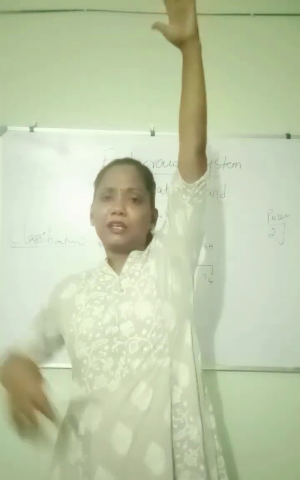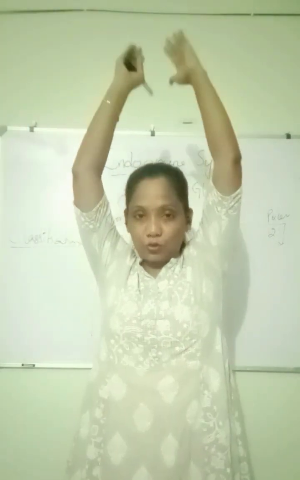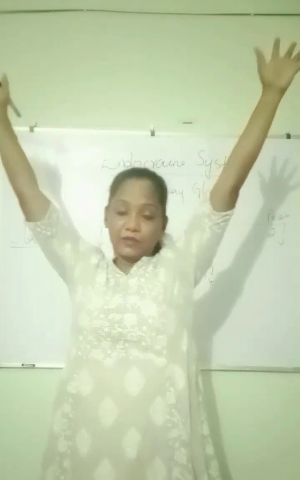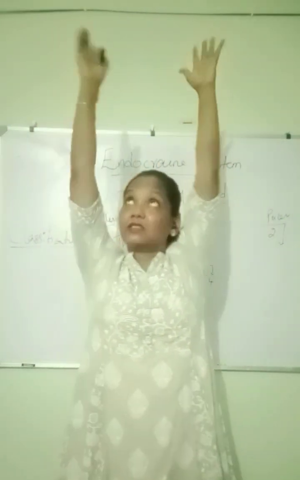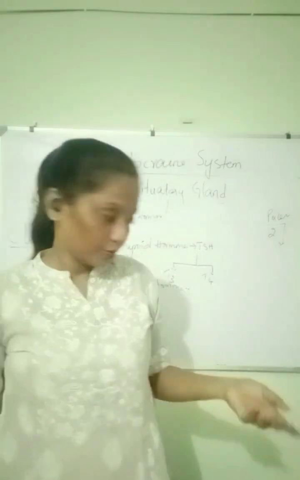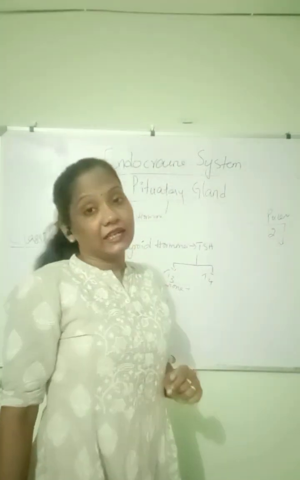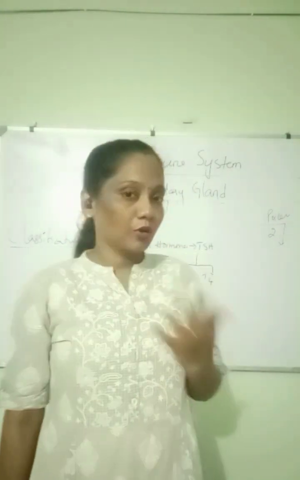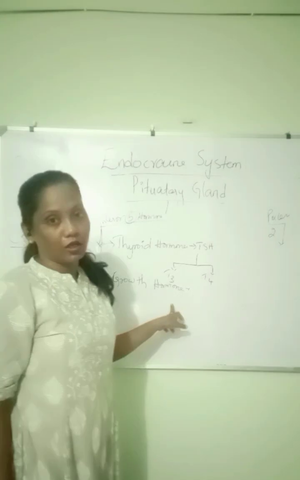And if people grow more due to excess growth hormone, they look very tall. Some in the Guinness Book, you will see, touch the roof also. Such people are due to excessive growth hormone. That is called gigantism. That is growth hormone.